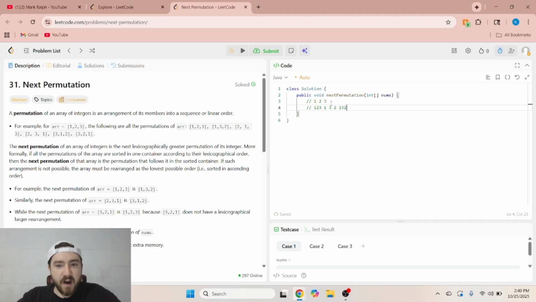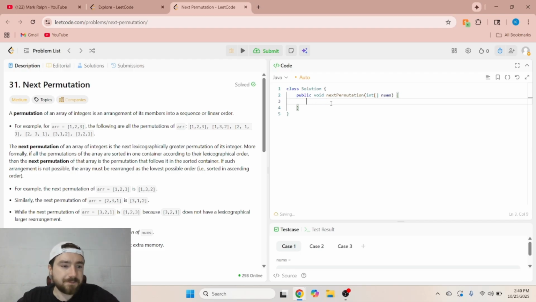Okay, and then from there, what can we make next? Next we can make 213, and then from there we can make what? 2, 3, 1, and then from there we can make 3, 1, 2, right? Yeah, and then 3, 2, 1. Okay, so that's how that works. We're just looking for, given the numbers that we have, what's the next largest number we can create.